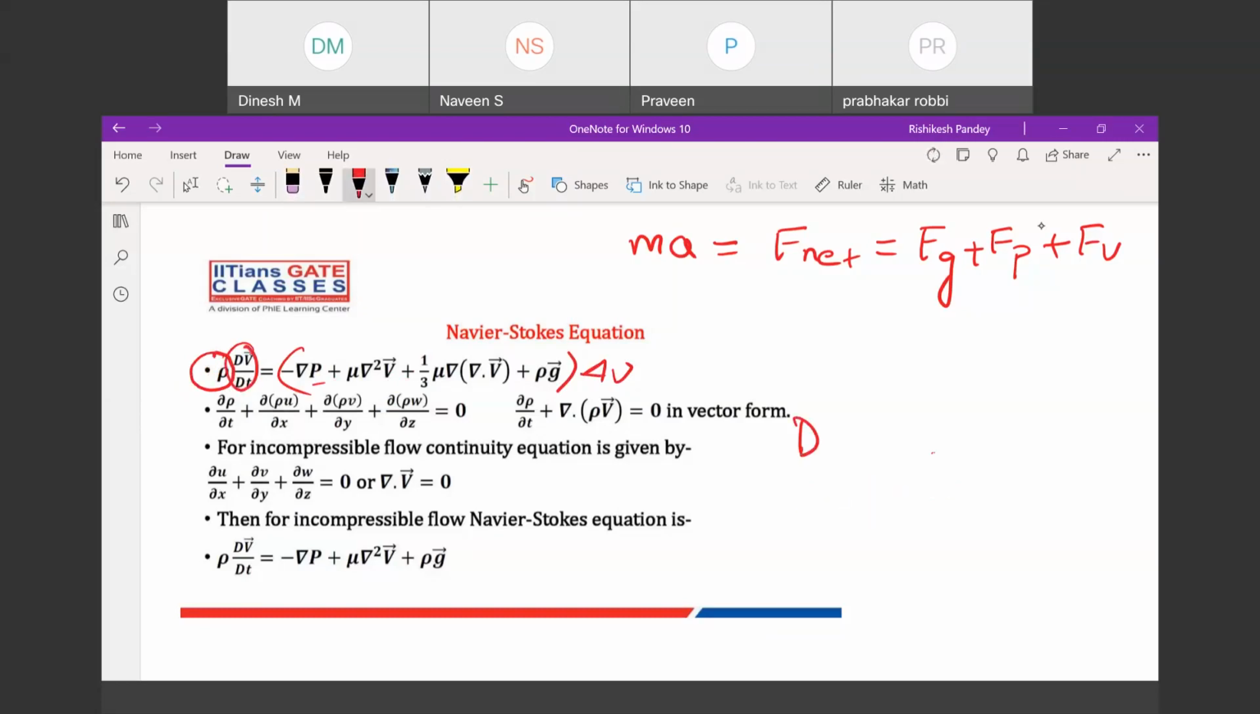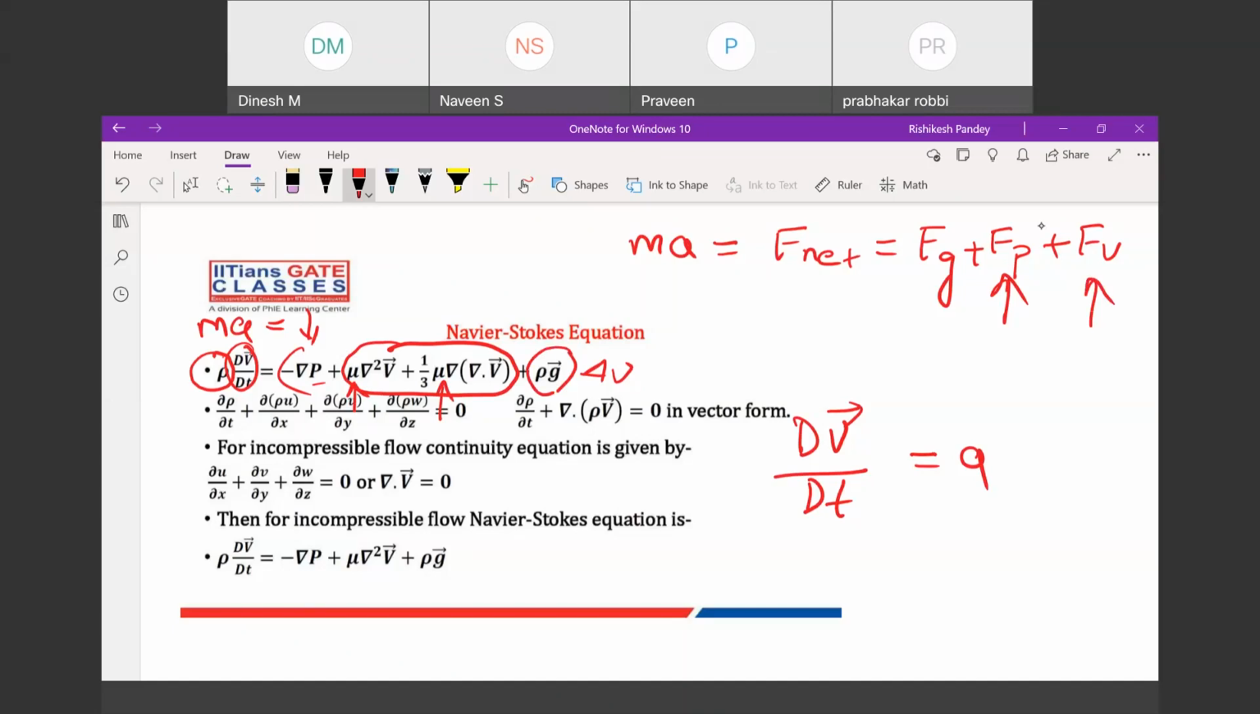In fluid kinematics, we have seen that the total derivative of velocity with respect to time is acceleration. So this is mass into acceleration. This term represents the force due to pressure. And these two terms contain mu. Mu is viscosity. So these two terms represent viscous forces.